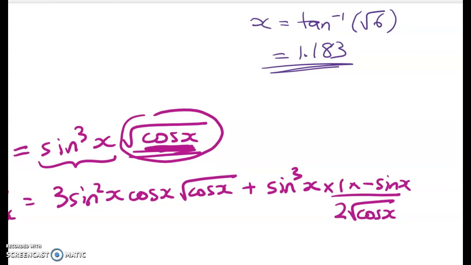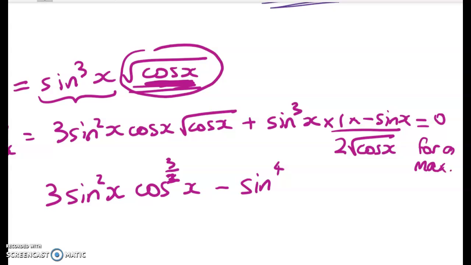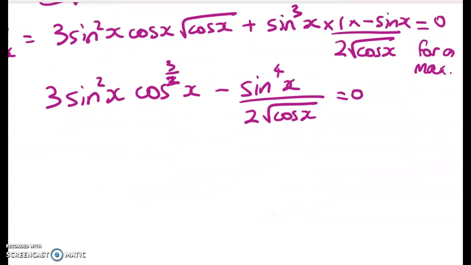And that has to equal 0 for a maximum. Let's clean this up. We've got 3 sine squared x times cos x to the power of 3 over 2 minus sine to the power of 4 x over 2 root cos x, and that equals 0. So this looks bad, so let's think about what to do next.